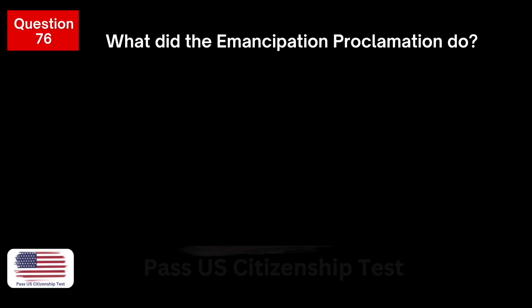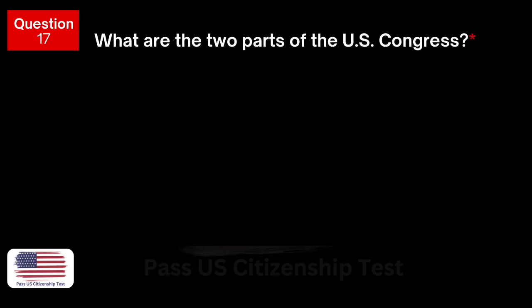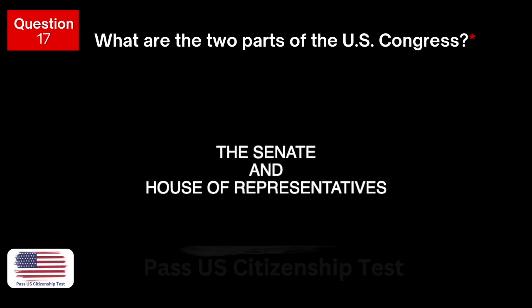What did the Emancipation Proclamation do? Freed the slaves. What are the two parts of the U.S. Congress? The Senate and House of Representatives.